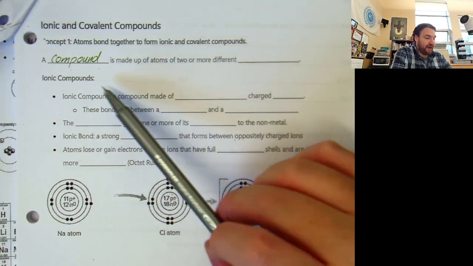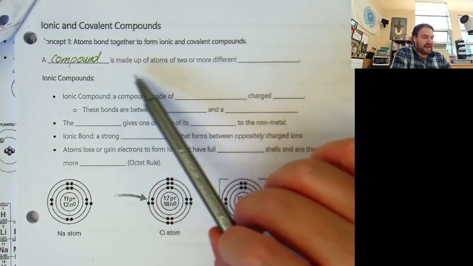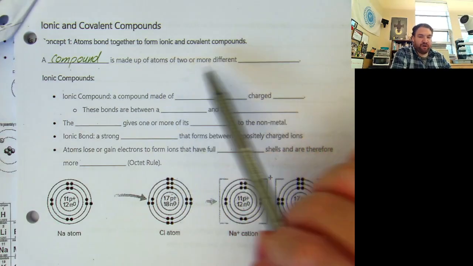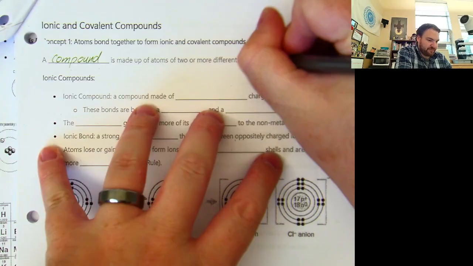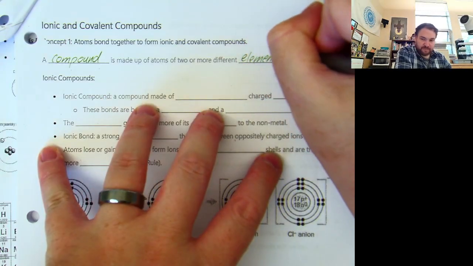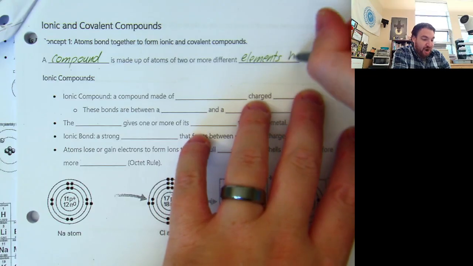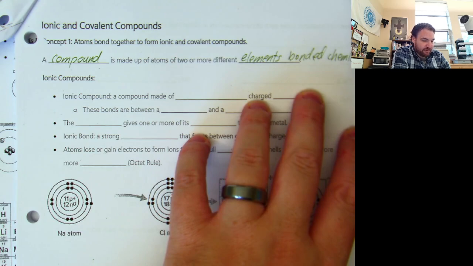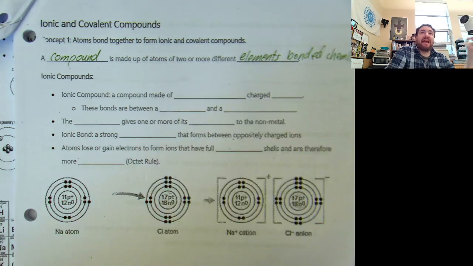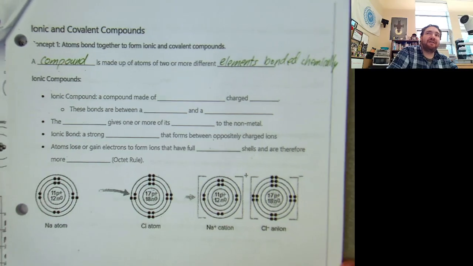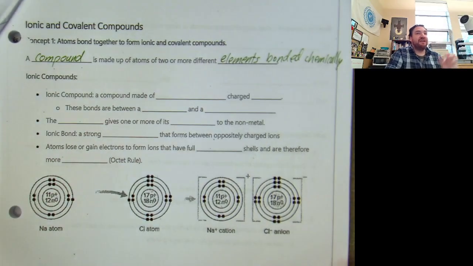To become a compound, what you have to have is two or more different elements, and they need to be bonded chemically. And that can be hard to tell at this stage if what you're looking at is a chemical bond or if it's just hanging out together.